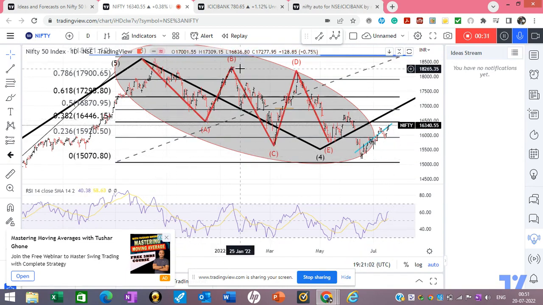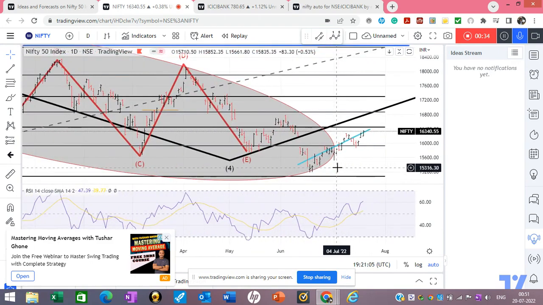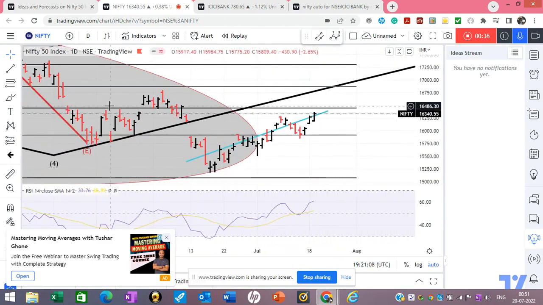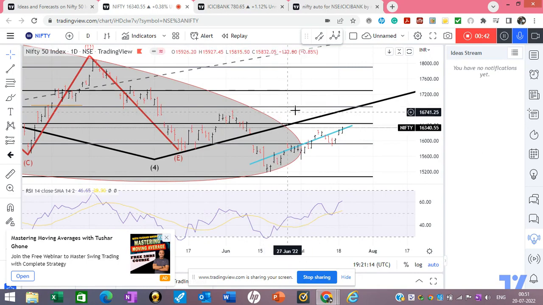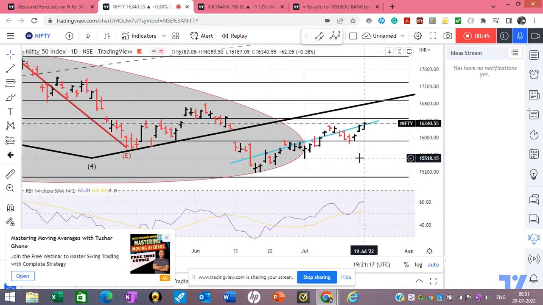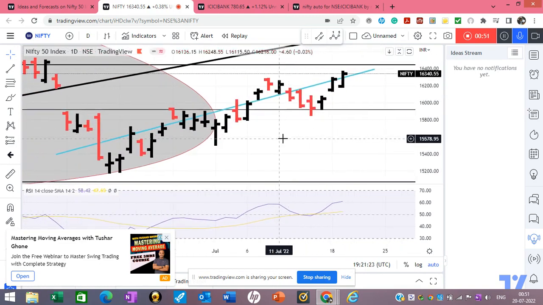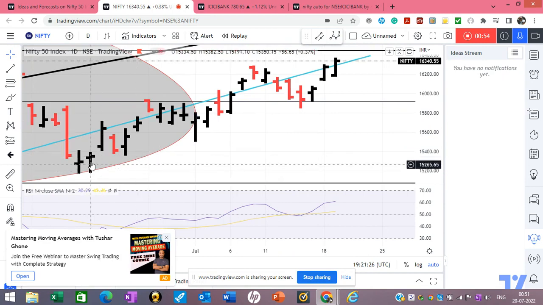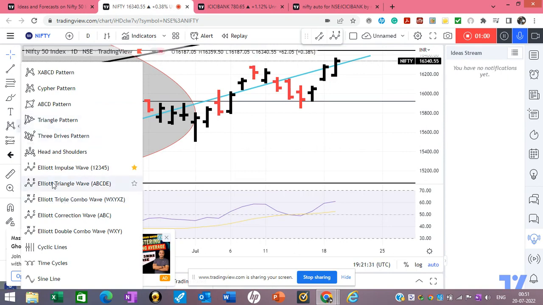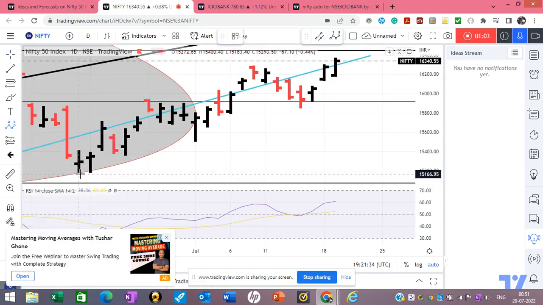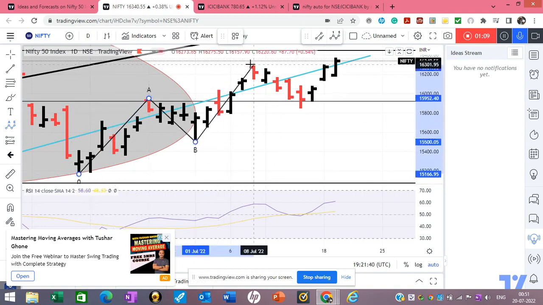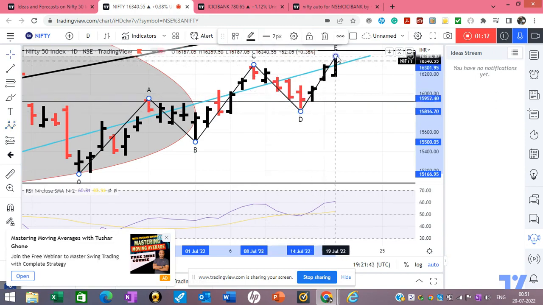Now I have marked this as a leading diagonal pattern and this one is a correction. This is a flat running correction, running flat or an expanded flat correction. So now this last wave is a triangle wave. Okay, just mark this. This is a triangle wave: A, B, C, D, and E.